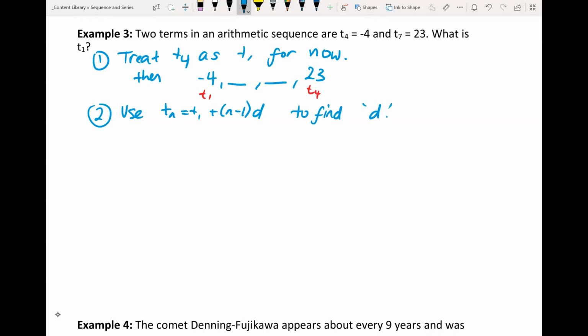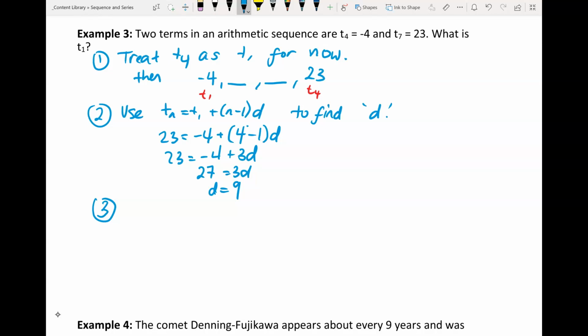So my Tn in this case, I'm going to use it as T4, which is 23. And my first term I'm going to use as -4. My n in this case is going to be 4 because T4 is 23. And then I'll simplify this to find d. So we have 4 minus 1, so that's 3d then. And then I'm going to add 4 on both sides, which is 27. And then divide both sides by 3, so d is 9. 27 divided by 3 is 9.